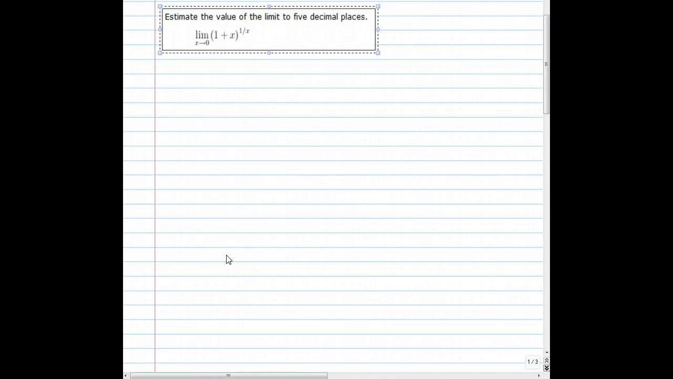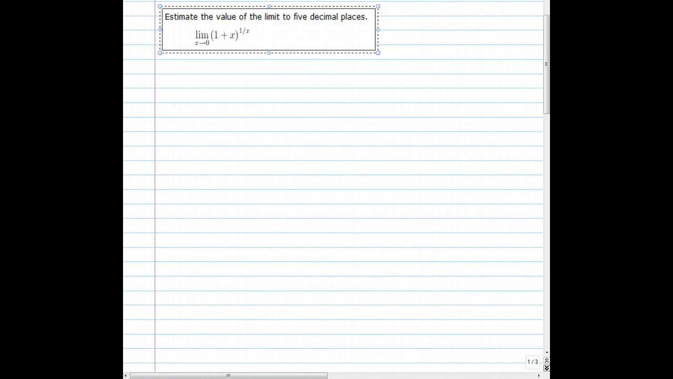So number 10, section 2.2, the limit of a function states that they want us to estimate the value of the limit to 5 decimal places of the expression of the limit of (1 plus x) raised to the 1 over x as x approaches 0. So anytime they say estimate, that's when they want us to use a table of values.